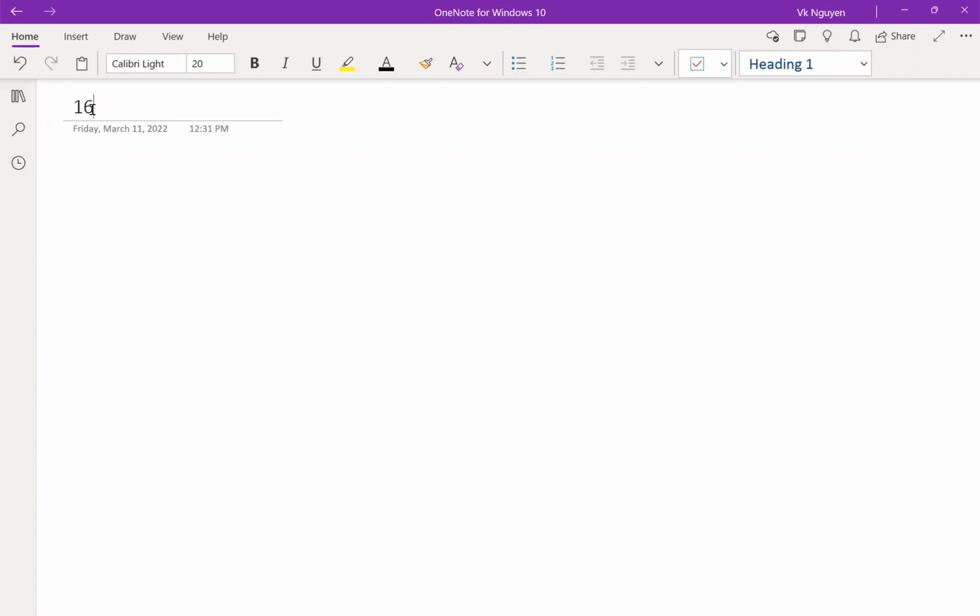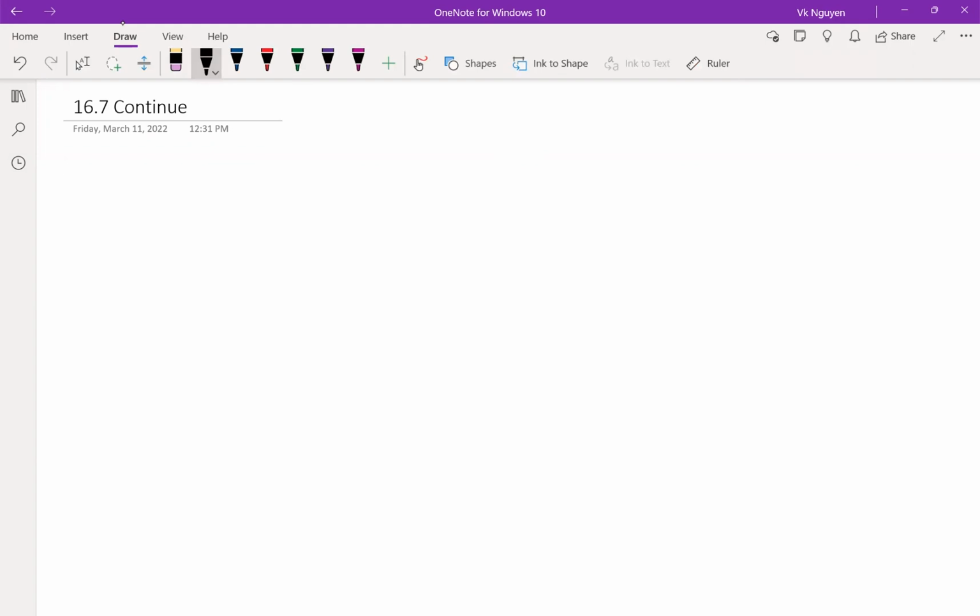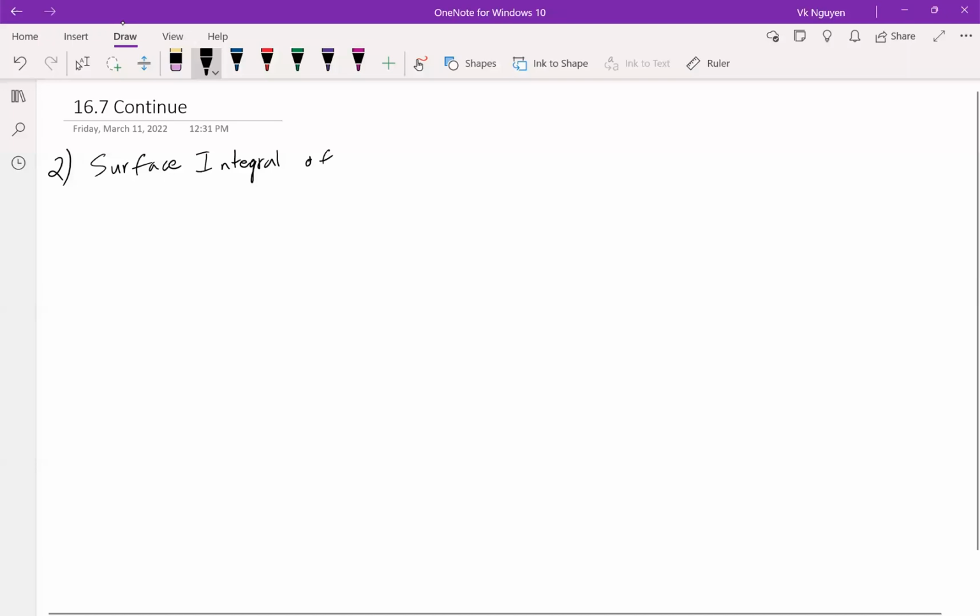We're going to do the second part of section 10.7. Continue. Okay, today we're going to work on the surface integral of a vector field. Okay, there are a bunch of definitions that I want to go over.